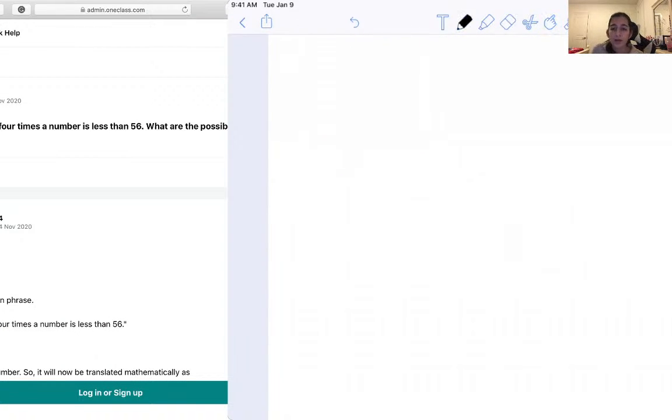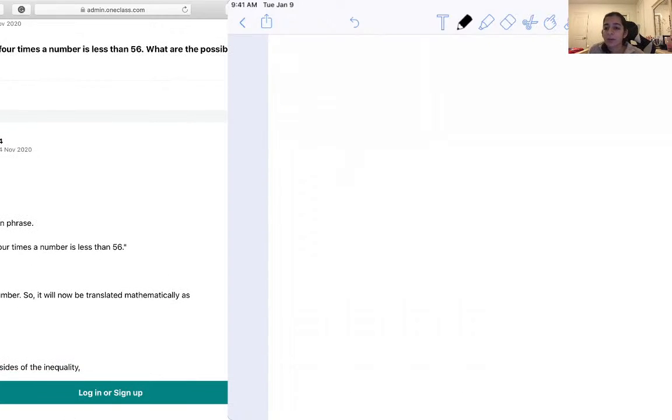Next, we are heading to a word problem. So 8 less than 4 times a number is less than 56. What are the possible values for that number? So 8 less, I'm just going to write it down and then we can break it down.